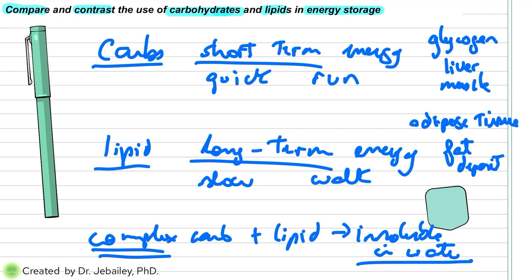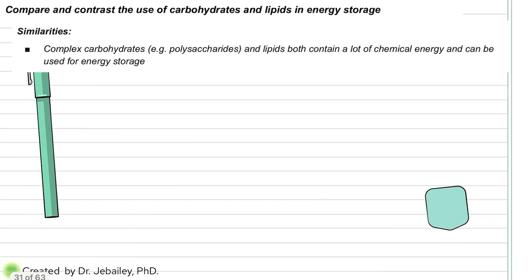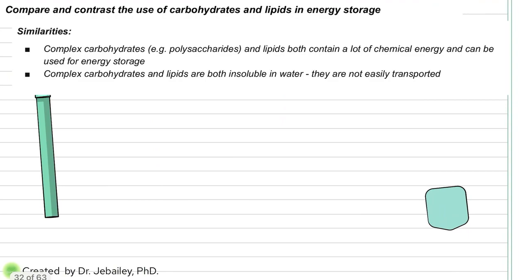Now, let's look at the mark scheme. Here it says for the similarities, complex carbs and lipids contain high chemical energy. It can be used as energy storage. So you just mentioned this, that both of them are energy storage. You got the point. Second, complex carbs and lipids are both insoluble in water. As I mentioned, they cannot be easily transported. So those are the two similarities.